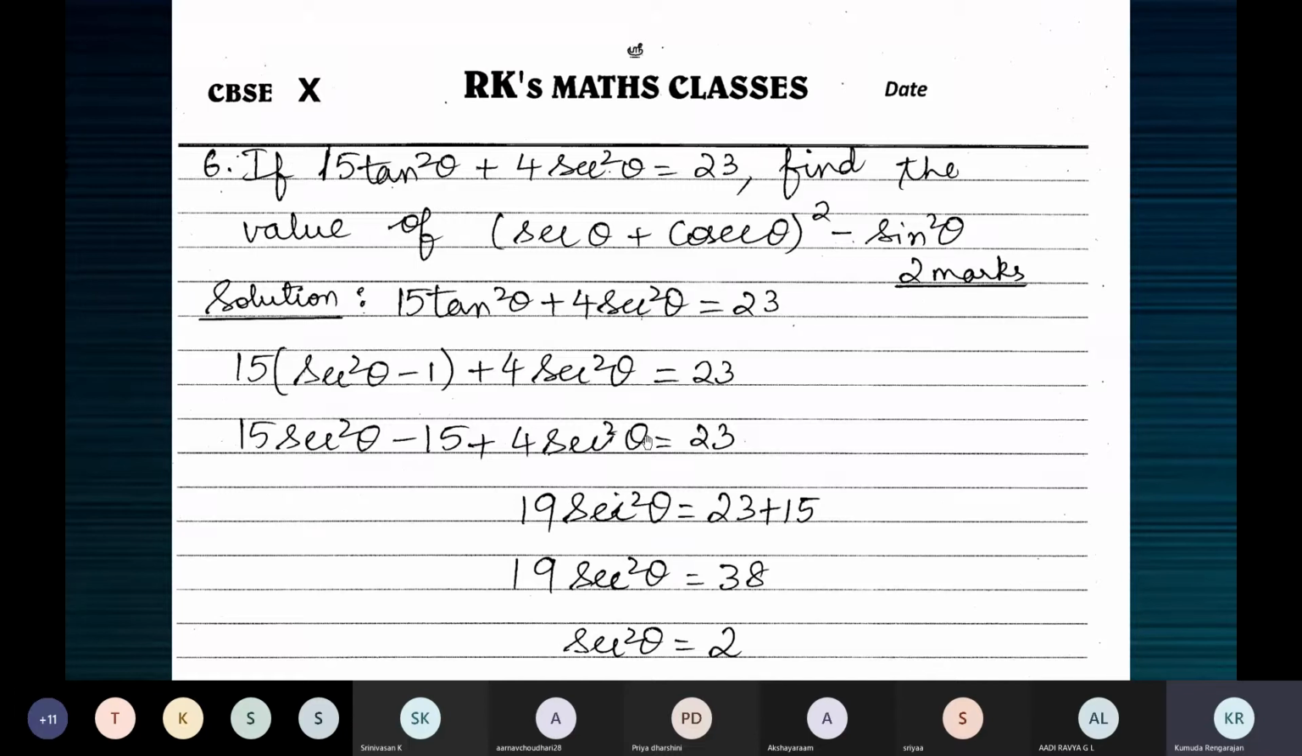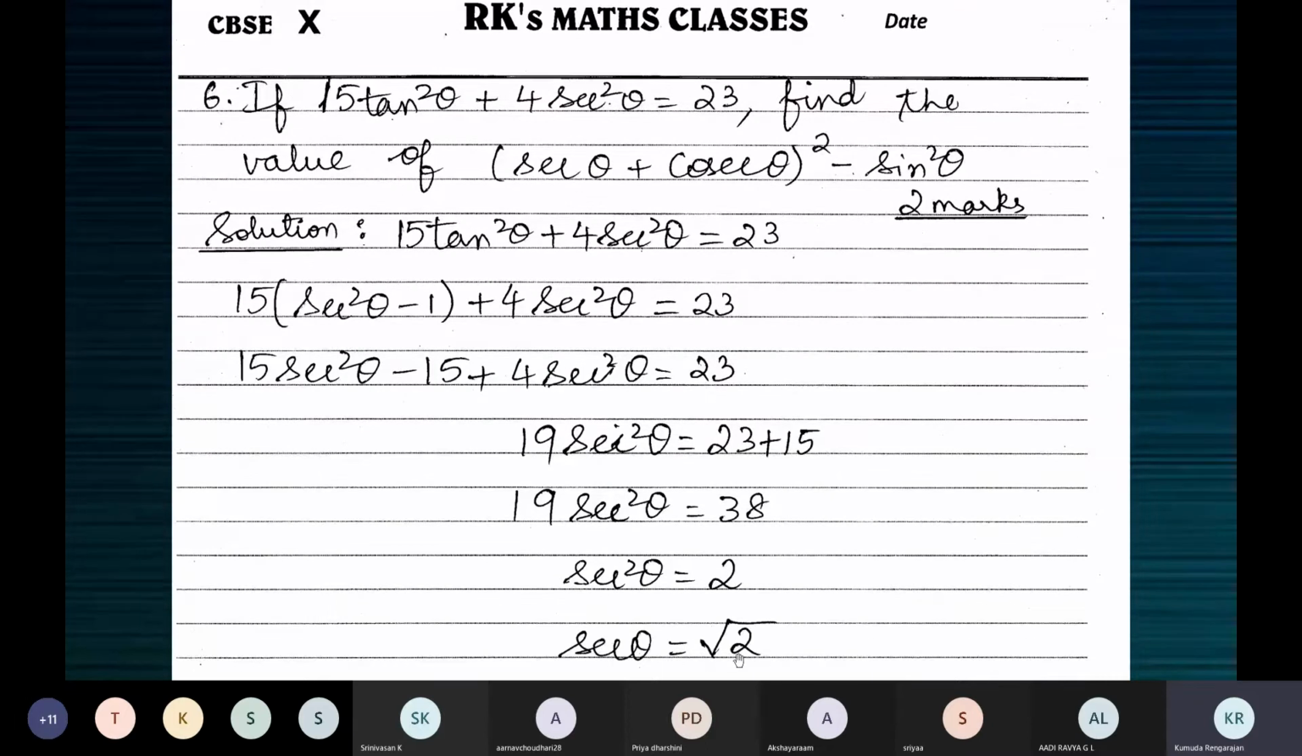What should I say? Nothing much. That's all. After this, it's easy now. 15 secant square theta plus 4 secant square theta, which is 19 secant square theta. And you find that secant square theta is 2, or secant theta is equal to root 2. That means root 2 by 1. Secant theta is root 2 by 1.